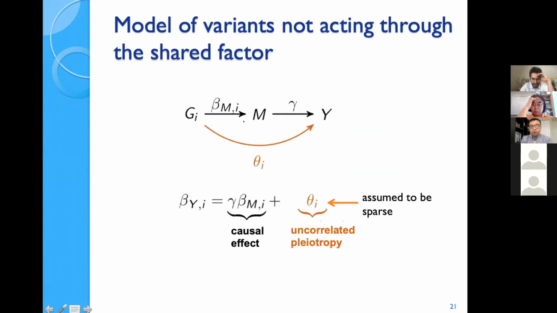For the variant not acting through the shared factor, the model is pretty simple. We have G_i effect on M. So beta_Mi is the effect size of G_i on M, and the causal effect is gamma. We potentially have a pleiotropic effect of G_i on Y directly, which we call theta_i. Then we have this regression model. The effect of the variant on the phenotype, beta_Yi, now has two parts. The first part comes from the causal effect: G_i's effect on M, and M's effect on Y, so it's the causal effect gamma times beta_Mi. Then we add this additional term, theta_i, which is a direct effect. Theta is unknown, so we assume theta is sparse. Biologically, this means that for most variants this effect is probably zero, but occasionally it is non-zero.